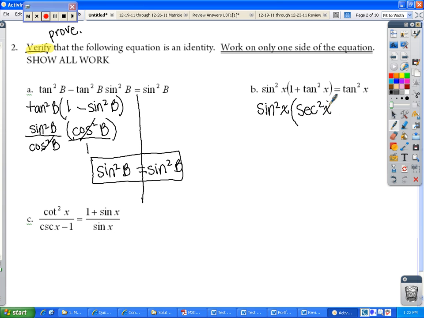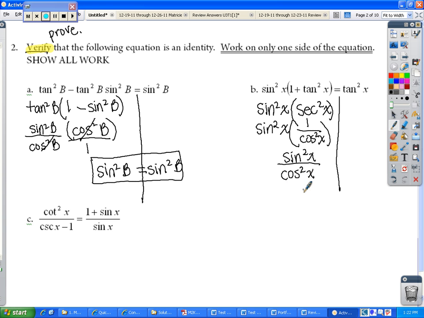And again, you want to draw your line and just work on one side of that line. So secant squared is the same as 1 over cosine squared, so sine squared x times 1 over cosine squared x. And when I simplify that, I'm left with sine squared x over cosine squared x. And sine squared x over cosine squared x is tan squared x. So now I'm left with tan squared x is equal to tan squared x. And you know you've completed your proof.